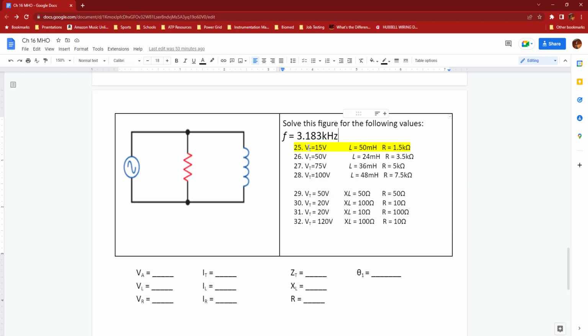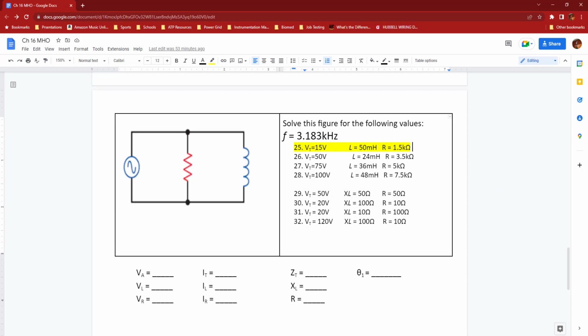So we see here that we're given a total voltage of 15 volts, an inductance of 50 millihenries. L stands for inductance, and henries is the unit of measure of inductors. A coil being an inductor, so its symbol would be L, and the unit of measure for it is henries. So here we have millihenries using our metric prefix, times 10 to the negative 3, milli.